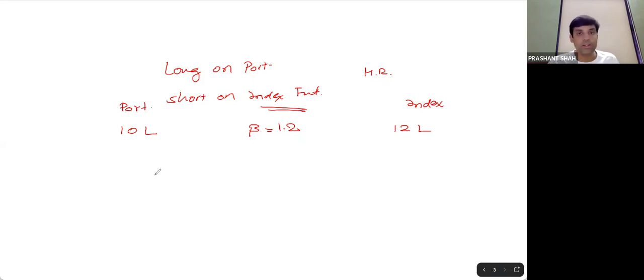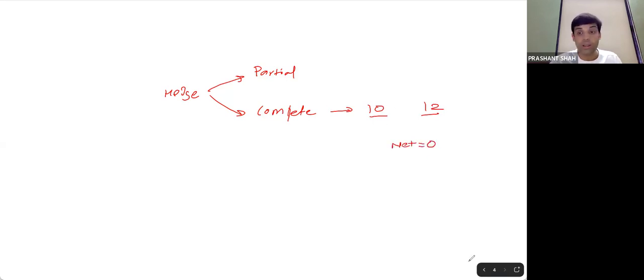Now, how does it hedge? Hedging can be done in multiple ways. One is partial hedge and another is complete hedge. When I'm hedging the entire portfolio, with a 10 lakh portfolio and selling 12 lakh of futures, whatever the variability, my net outcome is always zero. So this is the complete hedge.